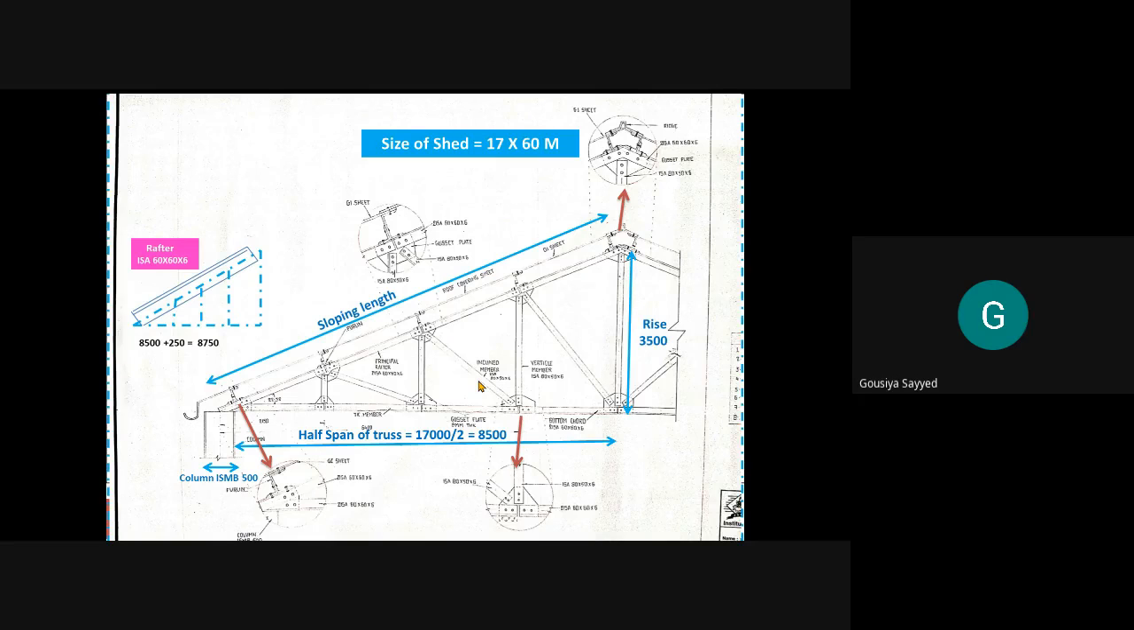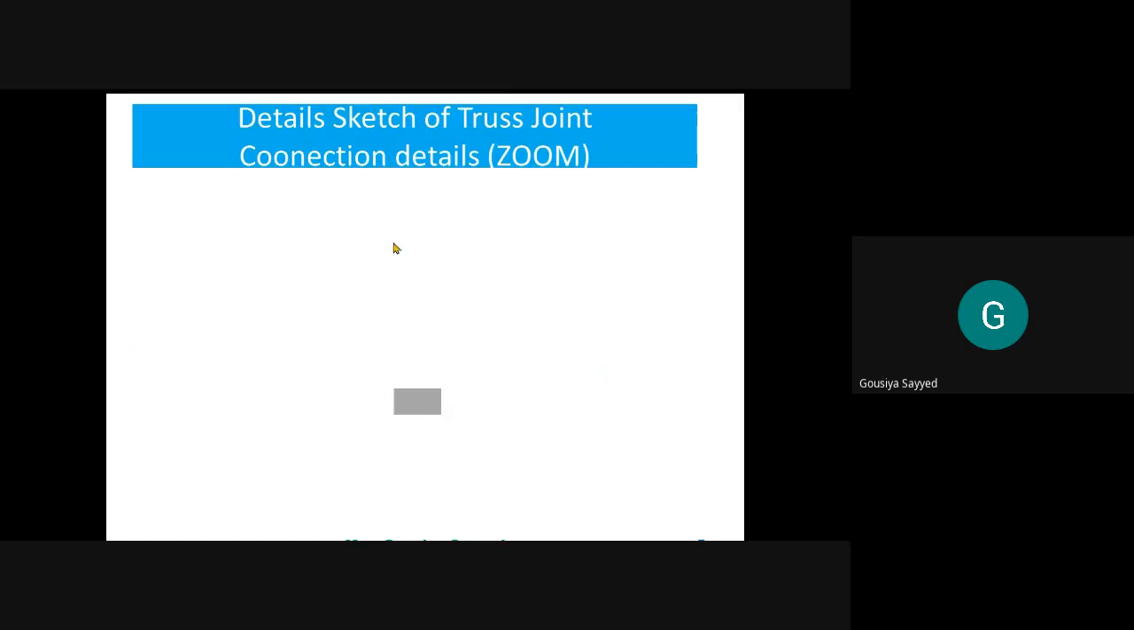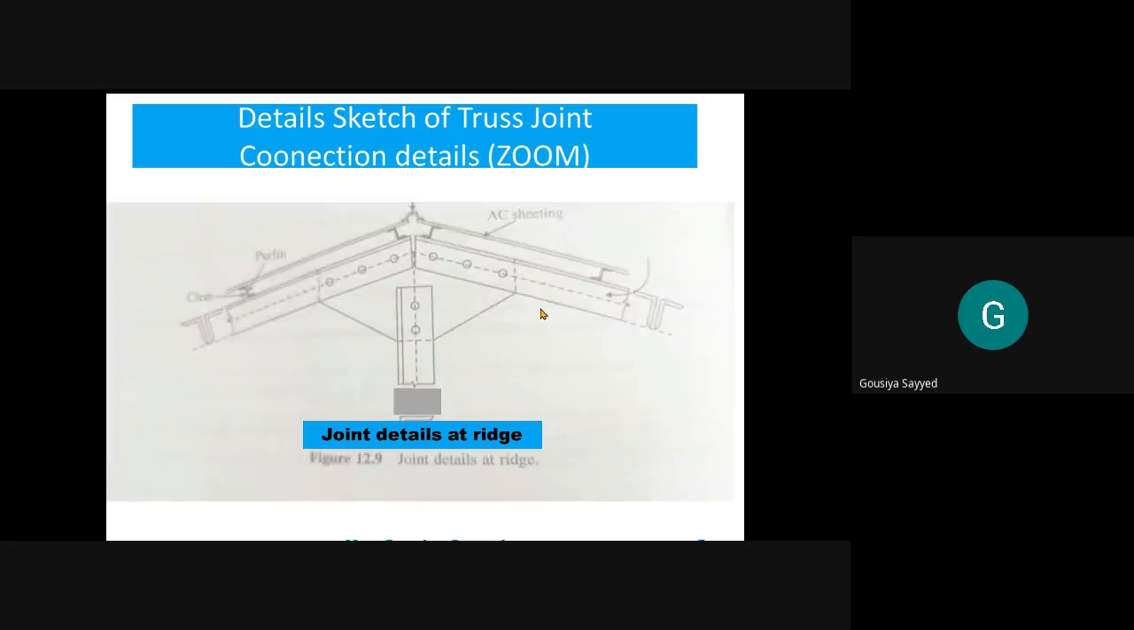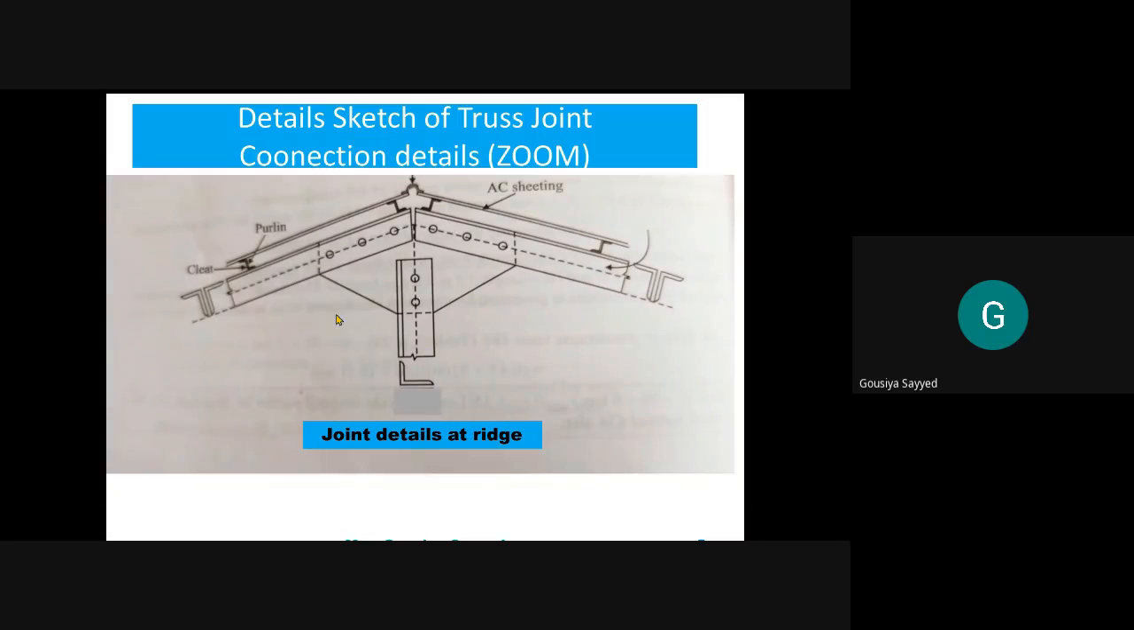Now I am discussing the details of this zoom or enlarged view. Here I have to show you one joint details at the ridge. So just keep in mind that on the sheet you have to draw this detail, and care should be taken that all readings and all words are in capital letters, and you have to draw every member as per the scale.